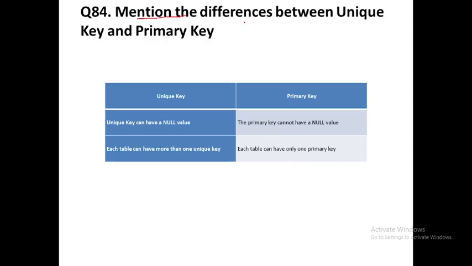Mention the differences between unique key and primary key. A unique key can have a null value. The primary key cannot have a null value. For a unique key, each table can have more than one unique key, whereas for a primary key, each table can have only one primary key.